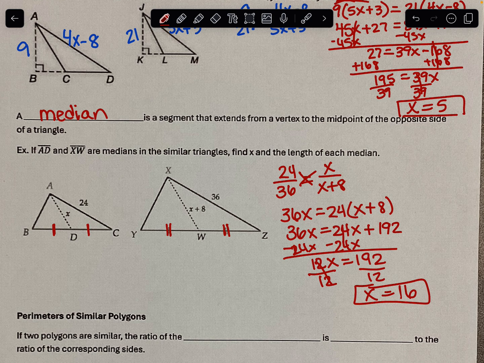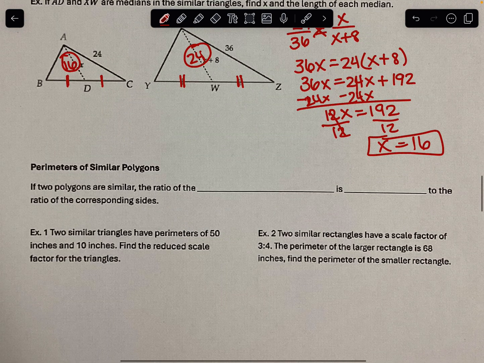Now, if it asks you to find the length of each median, what are you going to do? Yeah, plug it back in. So what's the length of my first median? 16. What's the length of my second one? 24. Okay, good. All right. Okay, last part real quick.